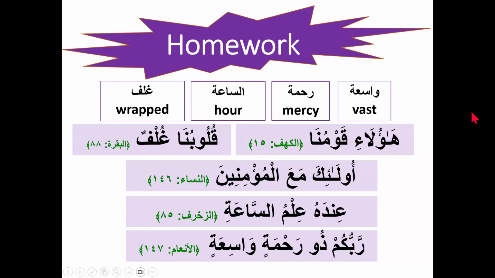I wrote here the different meanings. Wasi'a means vast. Rahmatun, here the word is rahmatin, means mercy. As-sa'a means the hour, the time of the day of judgment. Laff means wrapped. So you have to do it according to today's lecture. You have to do the translation, and tarkeeb, which means to analyze properly.